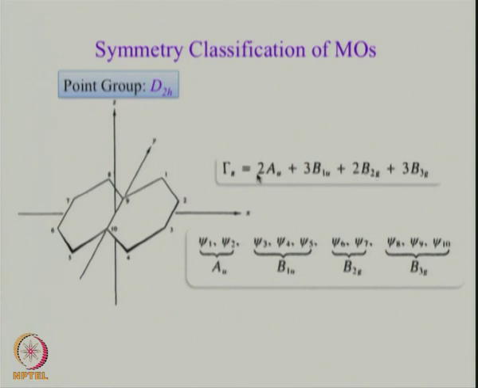So, how many in all? 2 plus 3 is 5, plus 2 plus 3, 10. Total 10 irreducible representations, and that is how it has to be, right, because there are 10 orbitals after all. So, just for the sake of convenience, we will say that psi 1 and psi 2 have Au symmetry, psi 3, psi 4, psi 5 have B1u symmetry, psi 6, psi 7 have B2g symmetry, psi 8, psi 9, psi 10 have B3g symmetry, right.